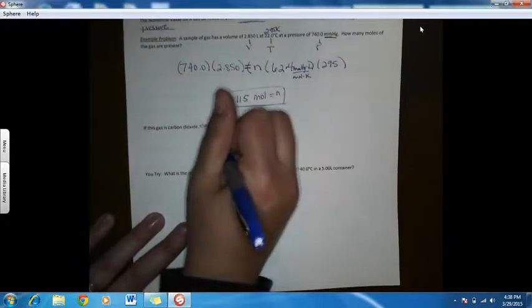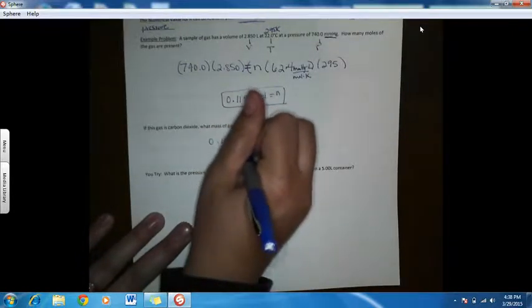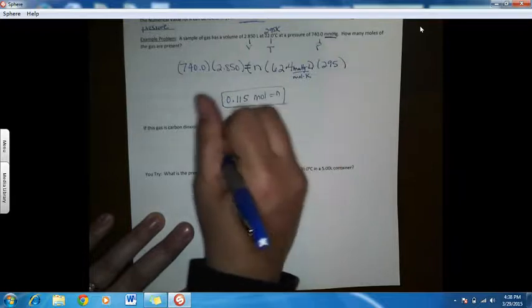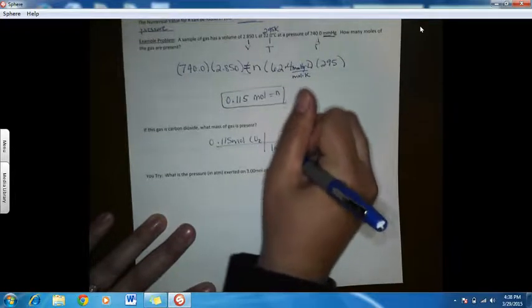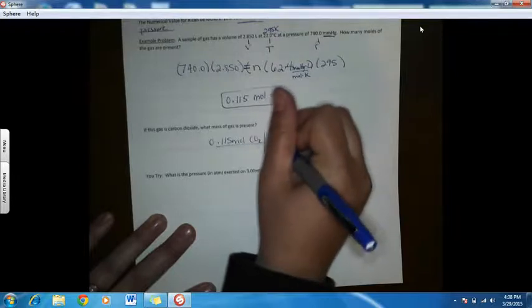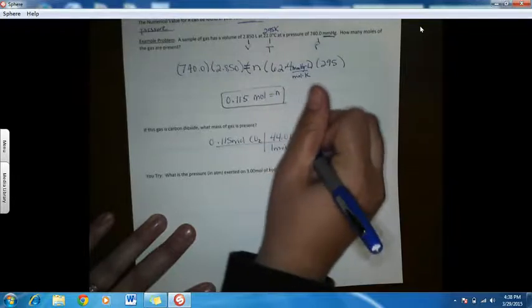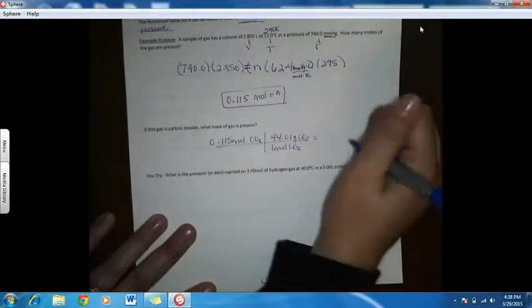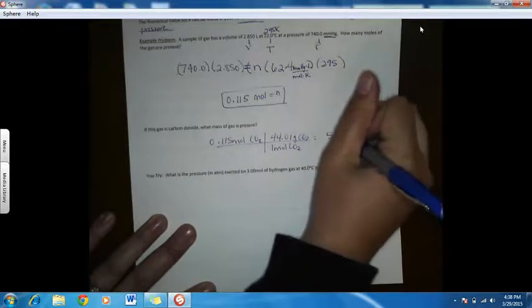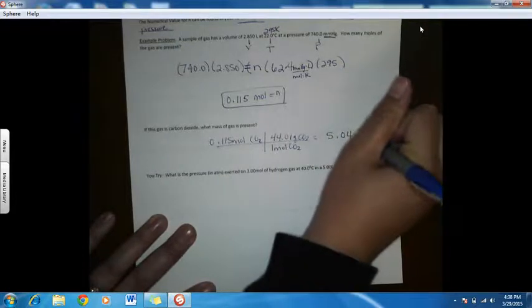So we have 0.115 moles. If it's carbon dioxide, we would just convert that using the molar mass of carbon dioxide, which is 44.01. So we multiply by 44.01. And to our 3 significant figures, we get 5.04 grams of CO2.